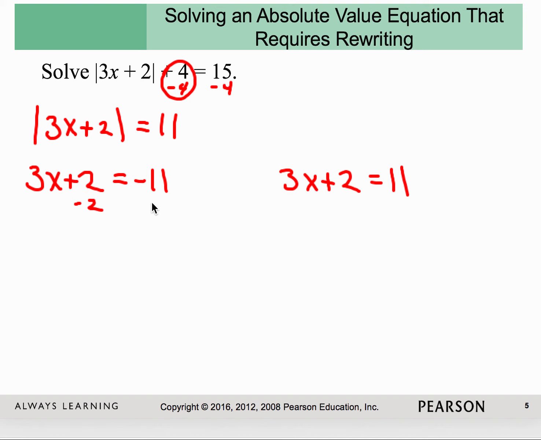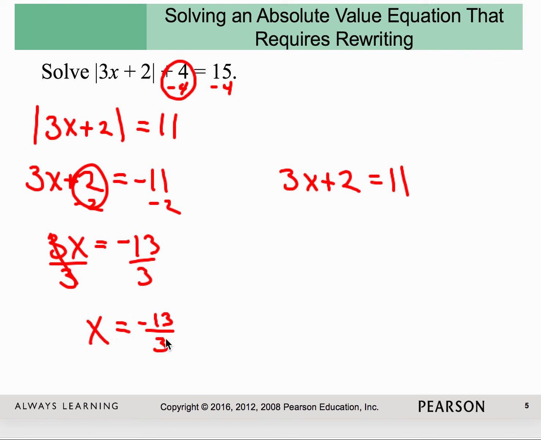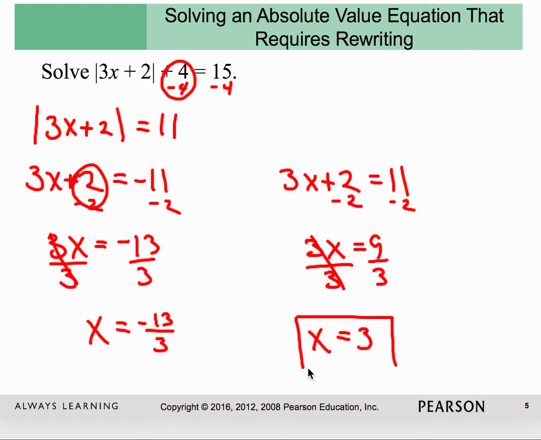Okay, so 3x equals negative 13, which means x equals negative 13 thirds, or 3x equals 9, so x equals 3. There's no graphing on this. There are two specific values.